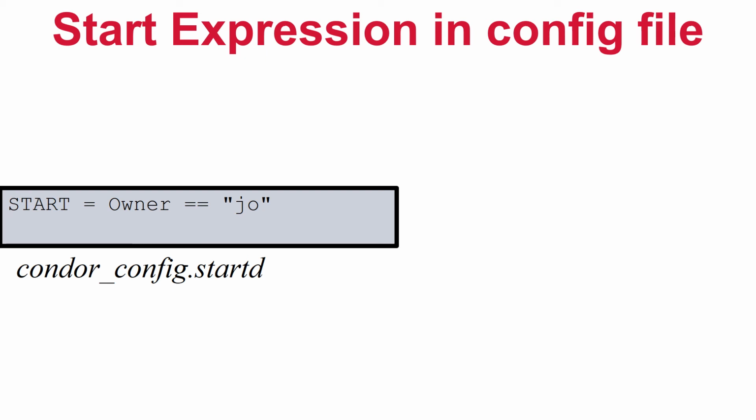The startd START expression is defined in the worker node config file, whose syntax looks a lot like a submit file. Let's say that we want this startd to only run jobs whose owner is Joe. We would just put this into the START expression in the startd config file, and then only Joe's jobs will run here. You can probably imagine all kinds of possibilities in this case.